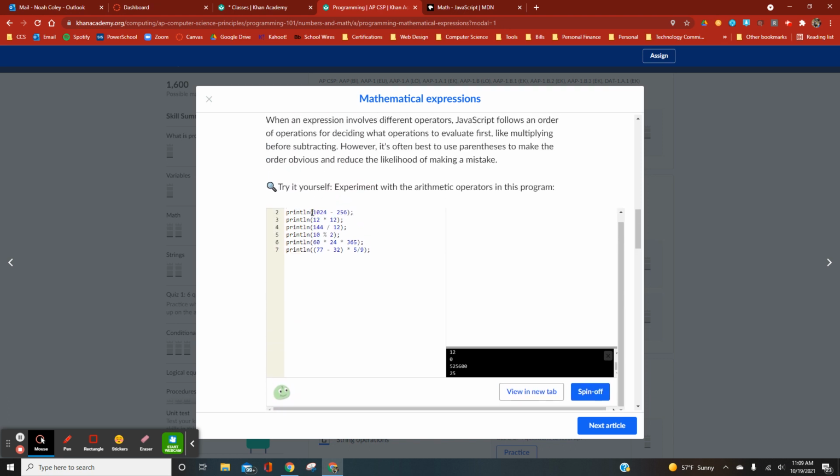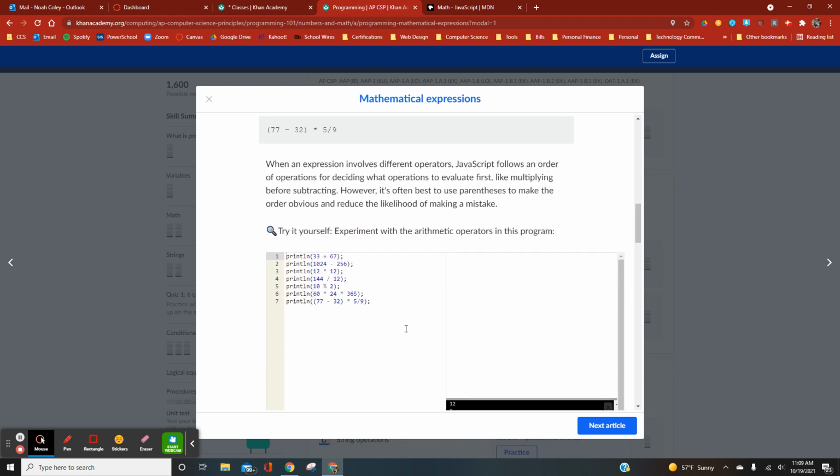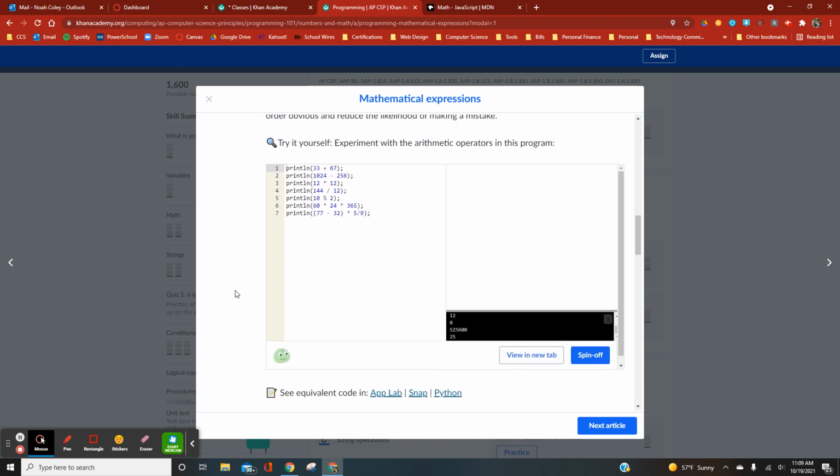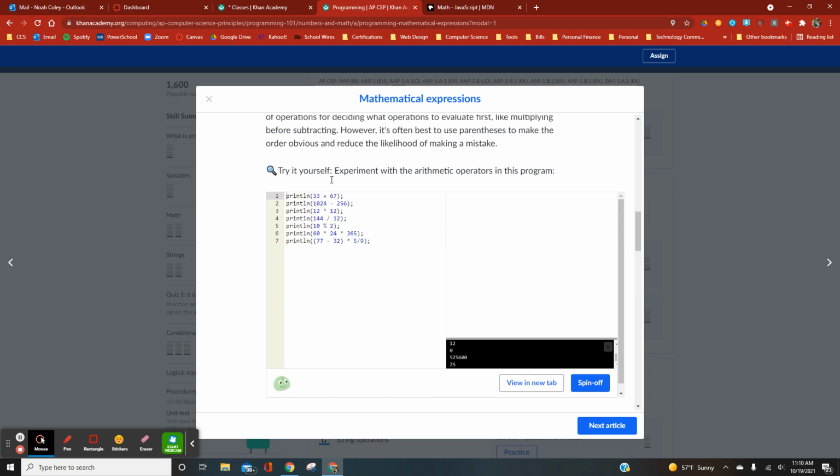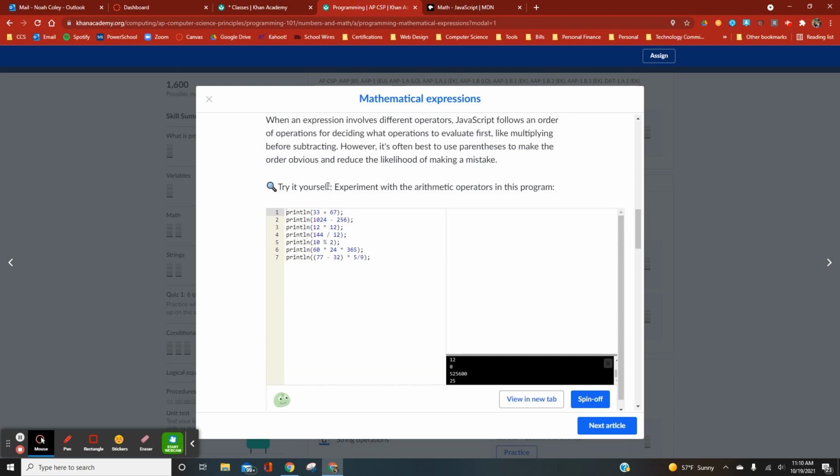So, if I... what it's doing is it says print the line, and then it gives you the operators inside of the parentheses. So, print the line of 33 plus 67. 33 plus 67 is 100. Print the line, or the answer to the following.